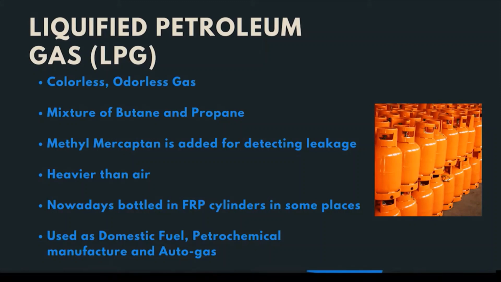Primarily, LPG is a mixture of butane and propane, and in terms of its density, it is heavier than air. Because of this property, LPG needs to be carefully handled. Because it is heavier than air, LPG settles down in case of leakage, and since it's colorless and odorless, it's difficult to detect the leakage or the LPG cloud.